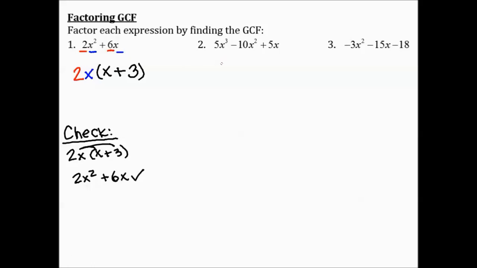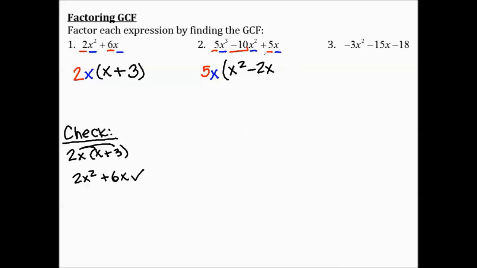In the next problem, we have 5x cubed minus 10x squared plus 5x. Again, we start by looking at the numbers to see what their common factor is. So 5, negative 10, and 5 have a common factor of 5. Then, if we look at the variables, we have x cubed, x squared, and x. All of those terms have x as a common factor. So then, if I divide all of the terms by 5x, 5x cubed divided by 5x is just x squared. Negative 10x squared divided by 5x is negative 2x.